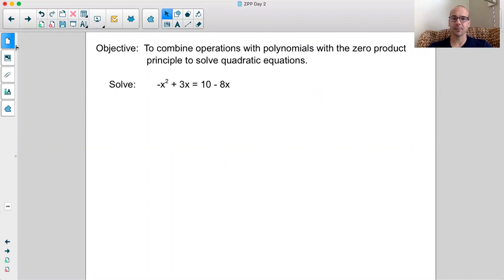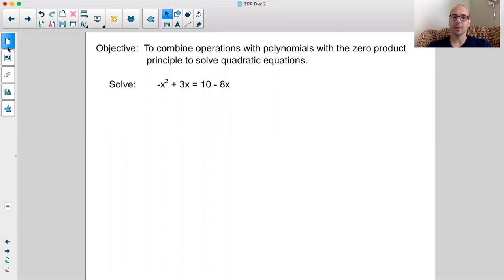The first example we're going to look at is negative x squared plus 3x equals 10 minus 8x. And in this one, the equation is a little bit messier in general. So I could imagine two thoughts. One would be maybe I'm going to cross my fingers and hope that I can use inverse operations. And maybe the other one would be I really want to focus on the zero product principle, since we've seen that work.